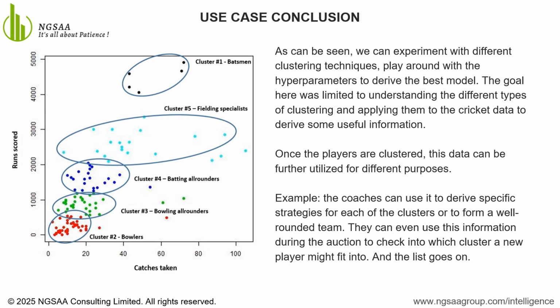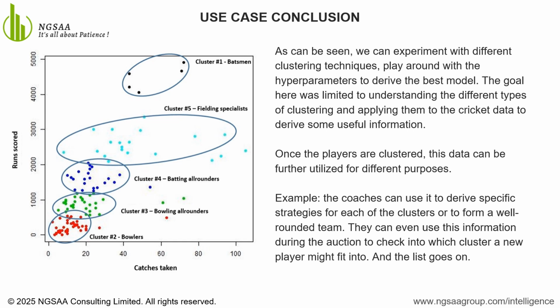Once players are grouped, teams and analysts can use this information in multiple ways. 1. Strategic planning. Coaches can develop specific strategies for different player clusters. Example, using high-scoring batsmen for stability and aggressive hitters for finishing. 2. Team formation. Teams can balance batsmen, bowlers, all-rounders, and fielding specialists while selecting a squad.